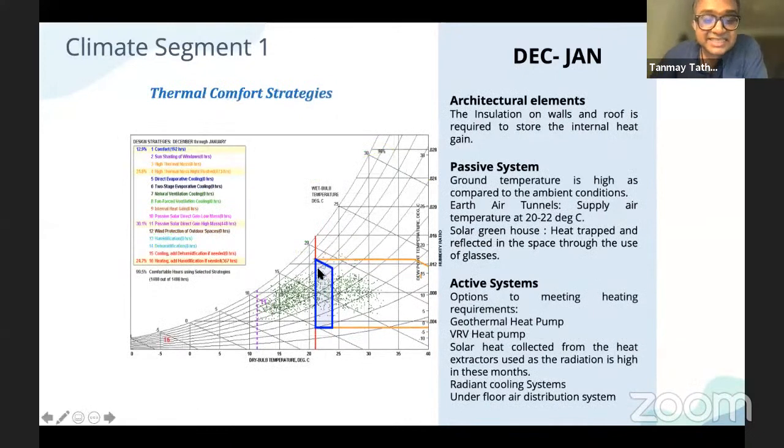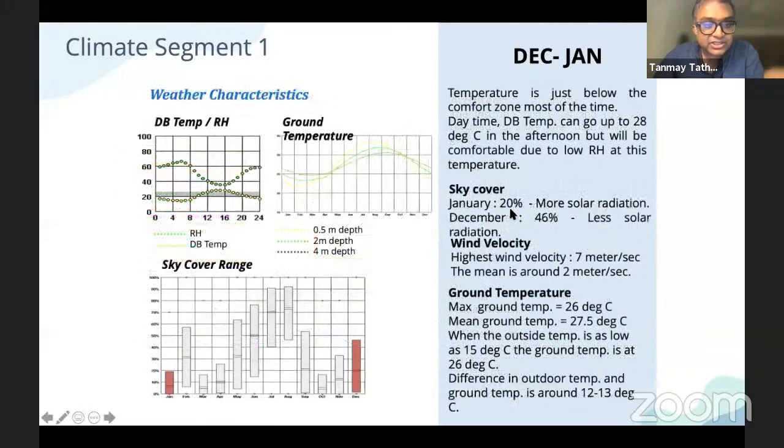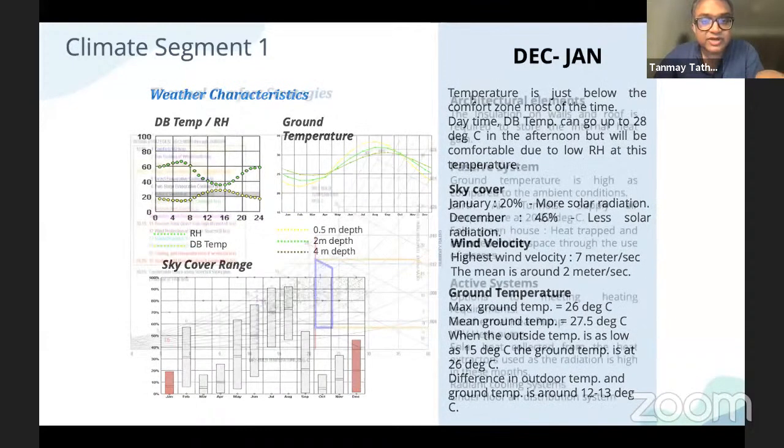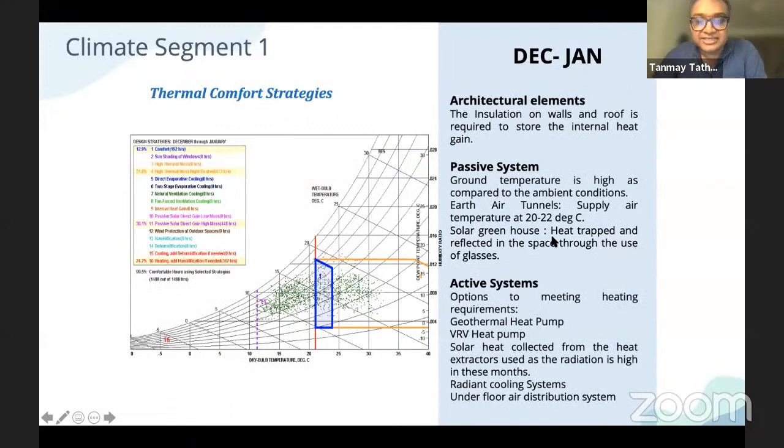That means in this season, to be comfortable, I need some insulation because I have hours which are below a comfort condition. But the ground temperature at that time is still high. So when my temperature outside is low, my ground temperature is still quite comfortable. So I could do something like an earth air tunnel to keep maintaining 20, 22 degrees.